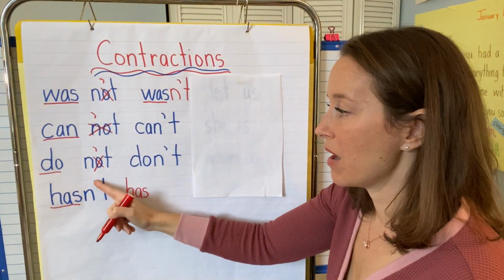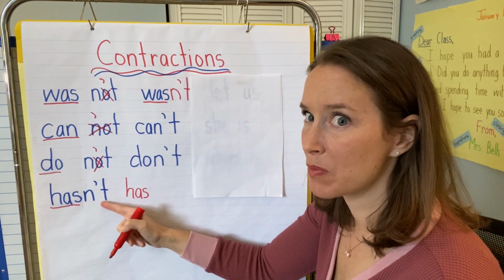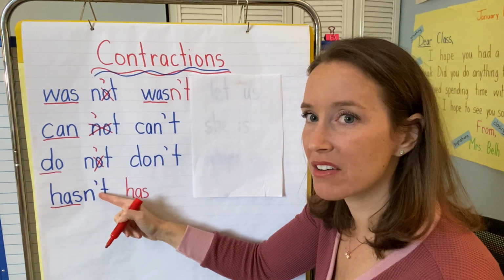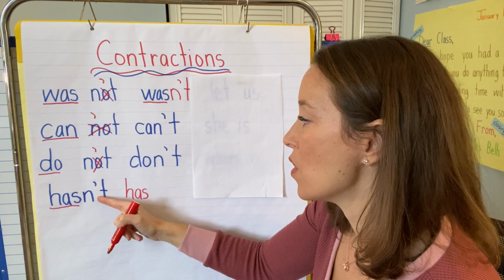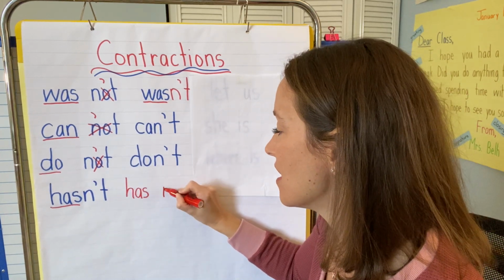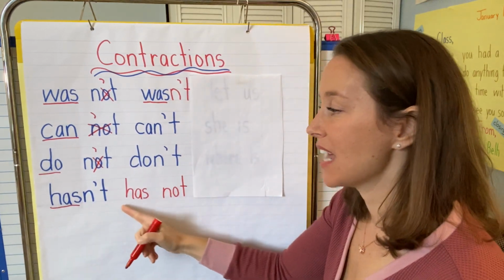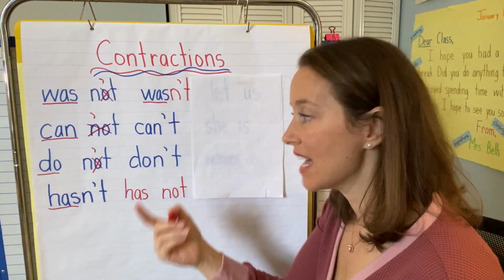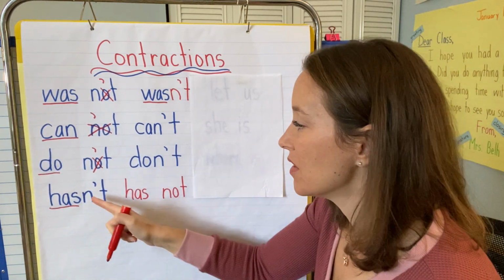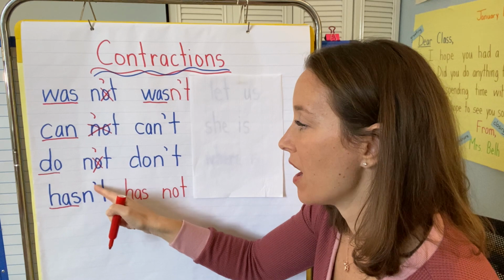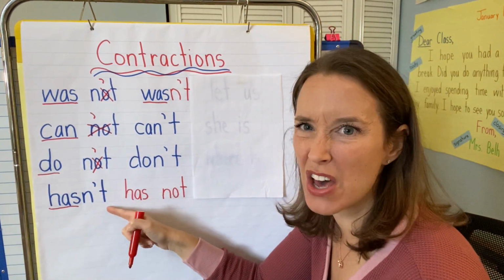Okay, N apostrophe T. What is that word that it stands for? Because we got rid of a letter. What letter did we get rid of? O. So instead we have N-O-T. Has not. Hasn't means has not. He hasn't come in yet. He has not come in yet. Whenever we see that N apostrophe T, it's standing for the word not. We just got rid of the O.